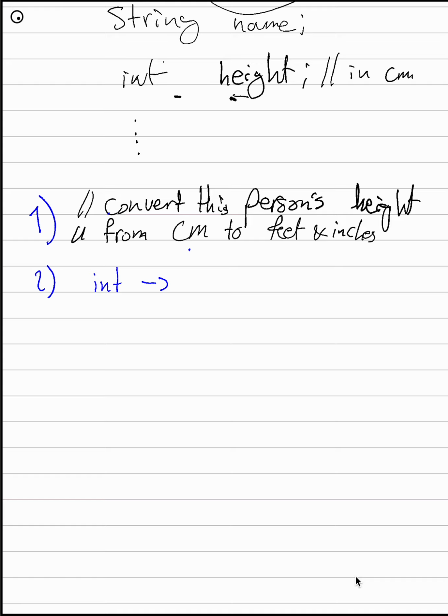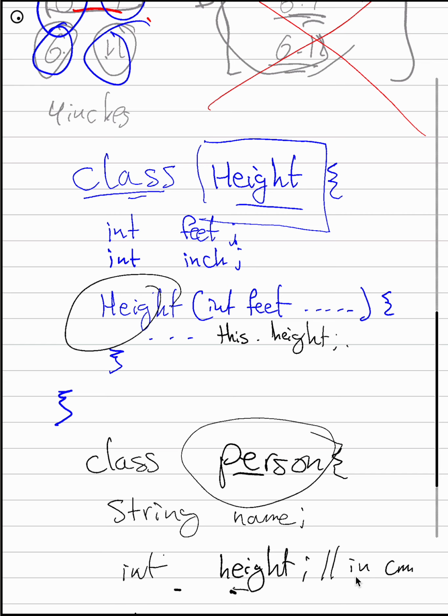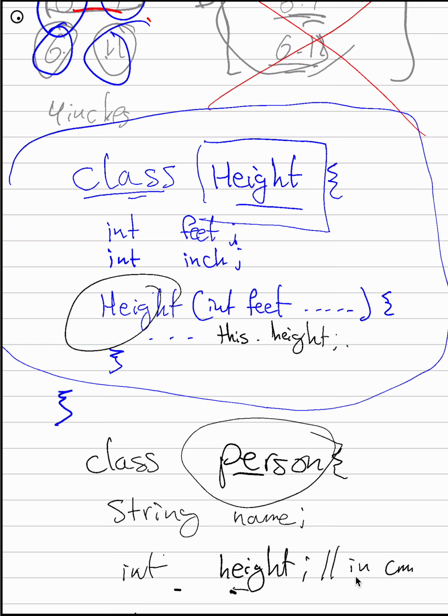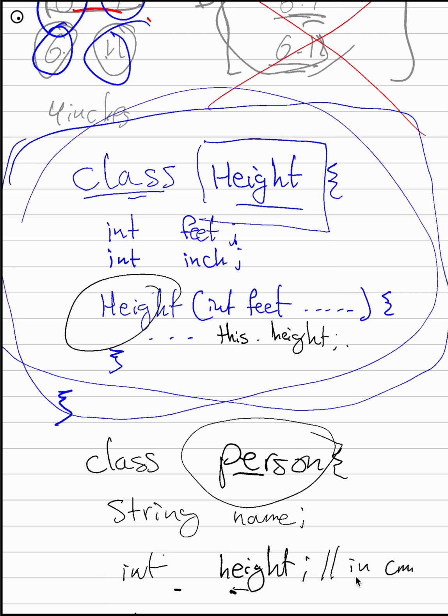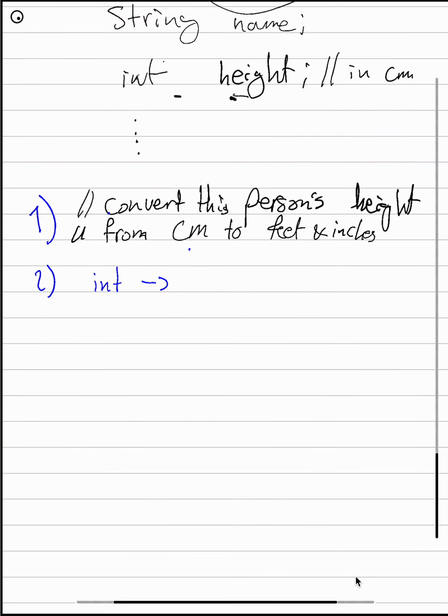From an int to what? What are the other ways to represent numbers or complex information? Create a new class, right? So now that we have this new class called height, what should our signature be? It's going to be an int to height. Yes, exactly.